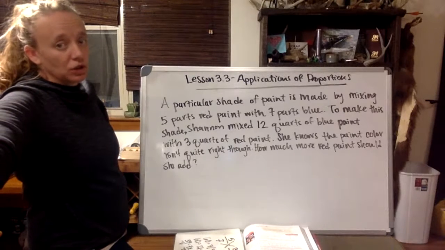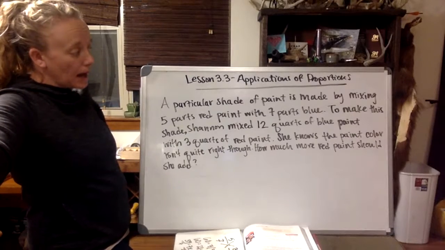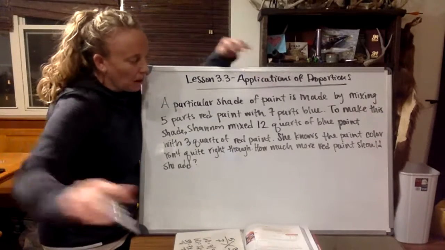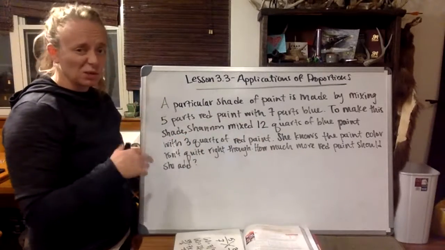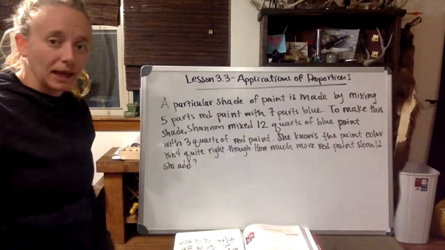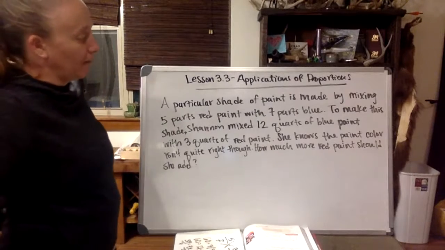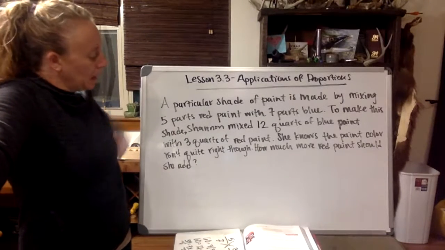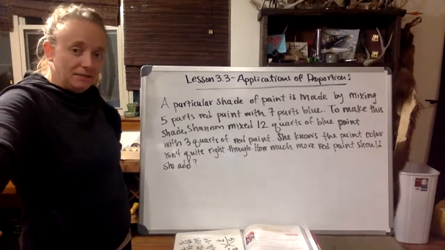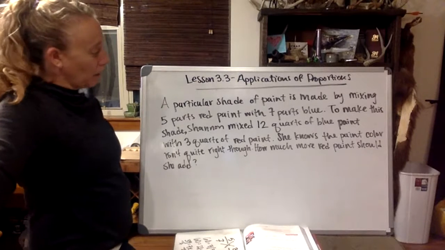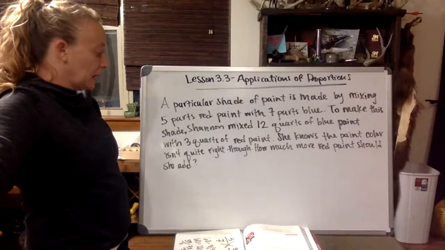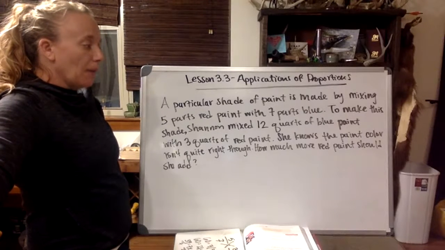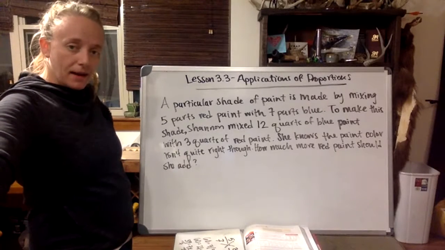First of all, I'd tell Shannon that she was a little crazy. Why? Because 7 parts blue versus 12 quarts of blue, 7 versus 12, those aren't nice numbers. I'd say add 2 more quarts of blue paint first, and then let's go from there. Either way, Shannon did a silly thing. Now let's try to help her. She mixed with 3 quarts of red paint. She knows that the paint color isn't quite right though. How much more red paint should she add?